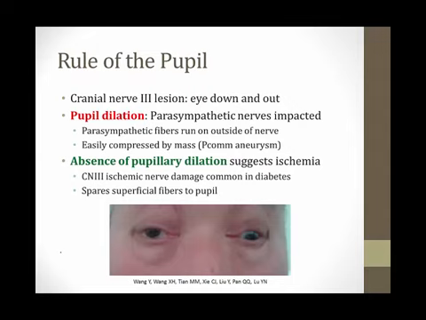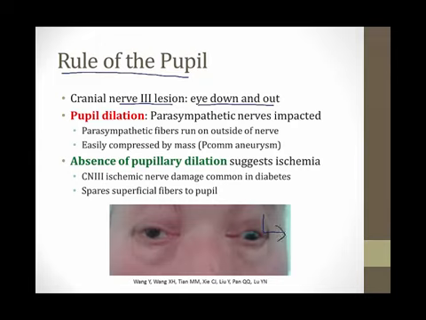The most important clinical application of this pathway is called the rule of the pupil. This is important when evaluating cranial nerve 3 lesions. Patients who develop a lesion of cranial nerve 3 will have their eye down and out on the affected side. If you look at this picture at the bottom of the screen, this man's eye is down and out, and that is what you see in a cranial nerve 3 lesion.